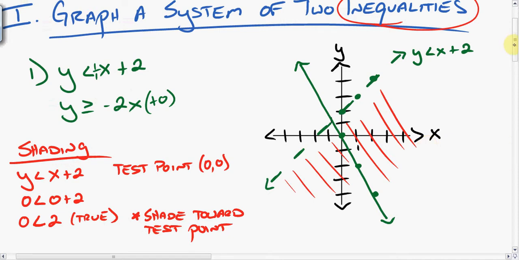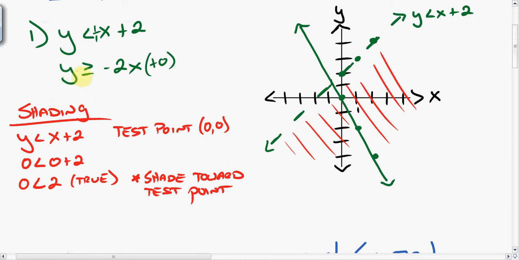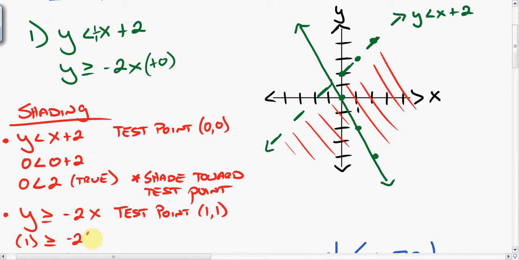Now I need to test the shading for the second inequality. This is the first one. Here's the second one. So we have y is greater than or equal to negative 2x. I would love to use 0, 0, but notice 0, 0 falls right on this line, so I can't use it. You can't use any point that falls on that line. So I'm going to default to my next favorite test point, which is 1, 1. I like these points because they're easy to use with math. Zeros and ones, real easy. So I'm going to plug in the value of y, which is 1. It's greater than or equal to negative 2 times 1.